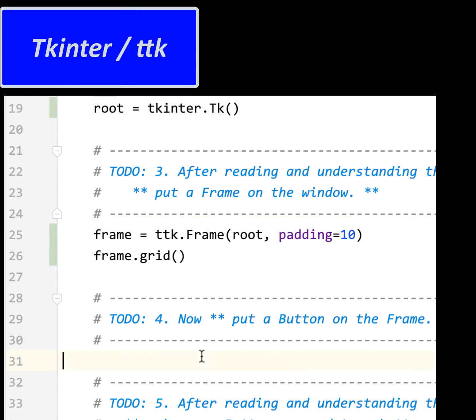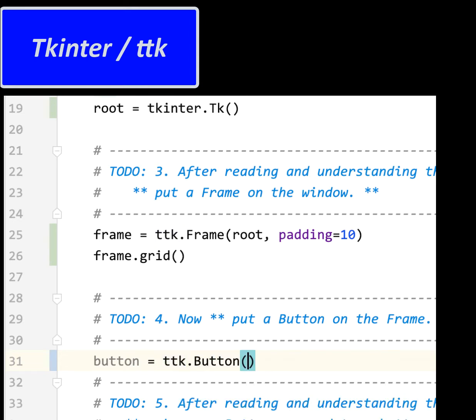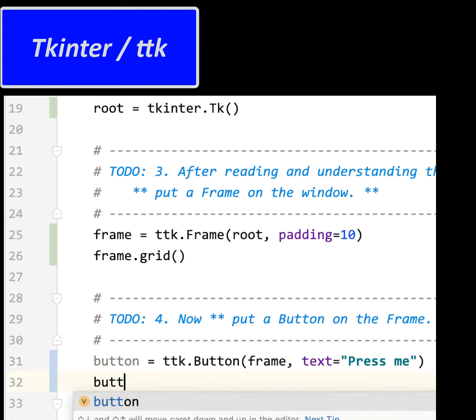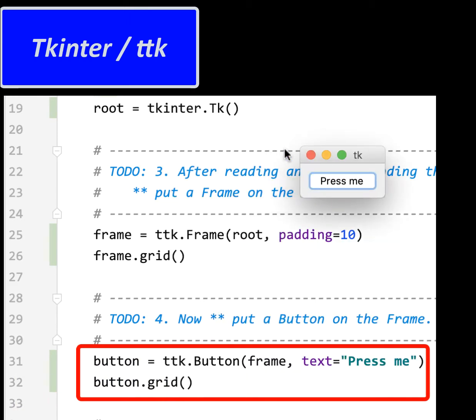Now I'm creating my button, my TTK button, on the frame, not the root, but the frame, and I'm setting the text equal to "press me." You can set it to whatever you want. Then I'll grid that button and then run again, and we'll see the button show up on the frame. So there's the button and it can be pressed just like you'd expect.